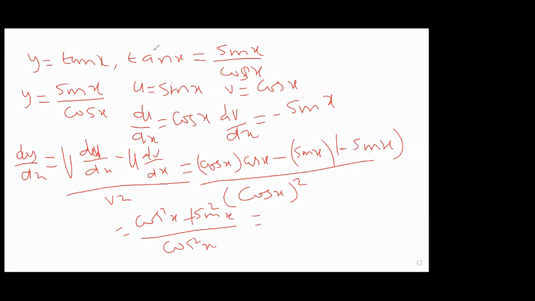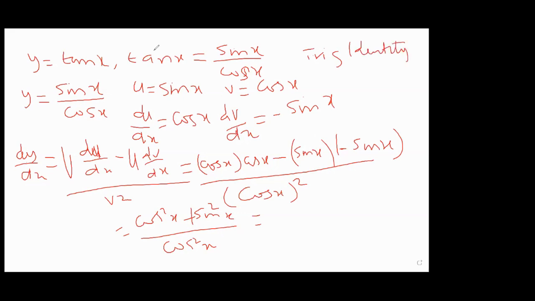In trig, cos squared x plus sin squared x is equal to 1. We call it a trig identity. It is one of the trig identities.